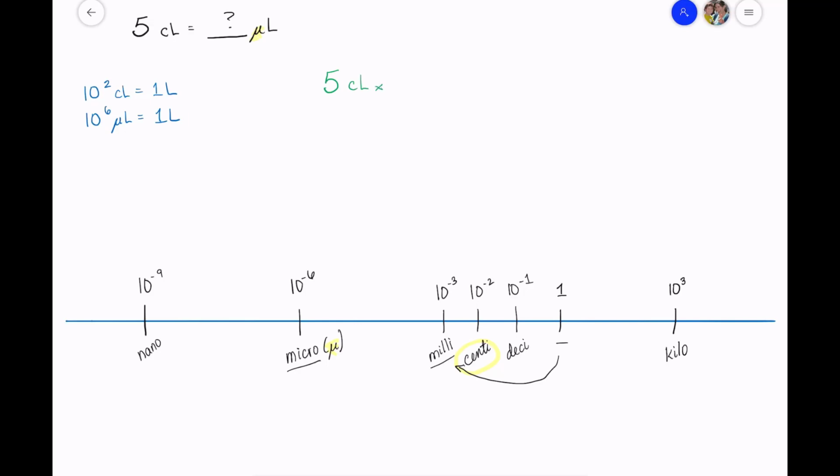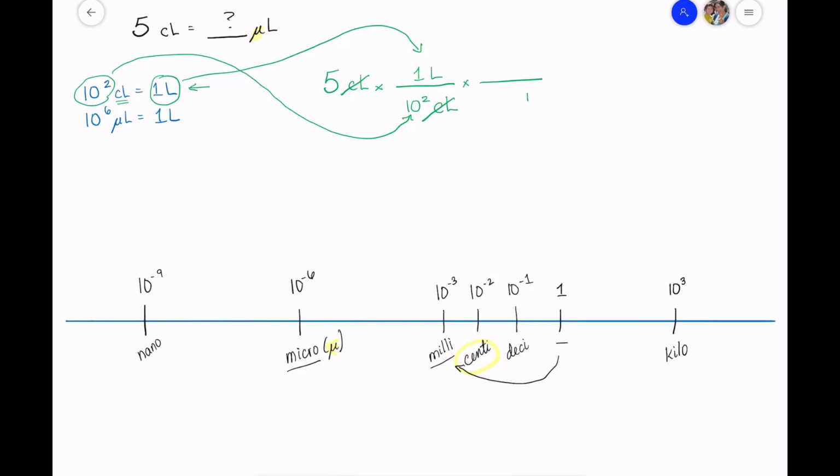So I start with 5 centiliters, multiplication sign, line, centiliters goes on the bottom. I come over here and I realize the top conversion is probably what I want because it has a centiliter in it, which means that I can put the 10 to the second down there. And then I can put 1 liter up at the top. Centiliters are going to cancel out. I have liters. I don't want liters. I want microliters, so I'm going to keep going.